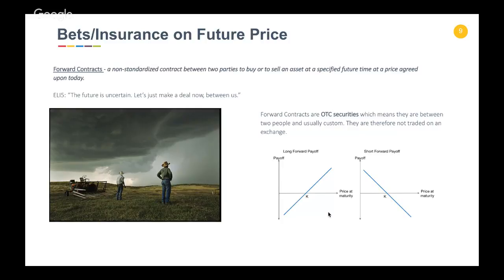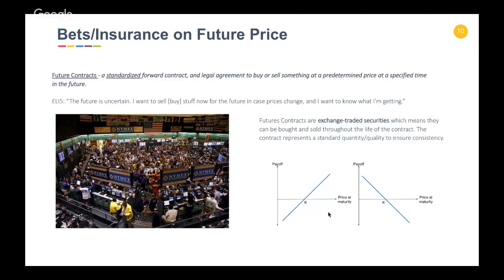So again, the direction and magnitude is really in the eye of the beholder, depending on what side of the trade they're on. But the idea is that it's a zero-sum game. There's going to be a winner and a loser if you strike it at a price, and that price goes up or down. So moving on to the next example, we can talk about futures contracts.